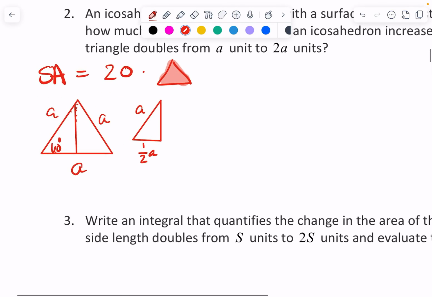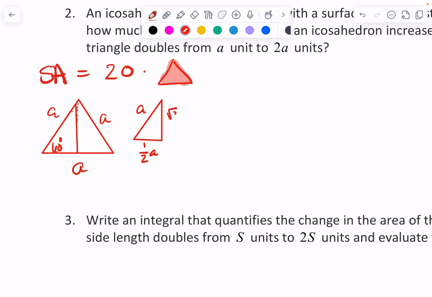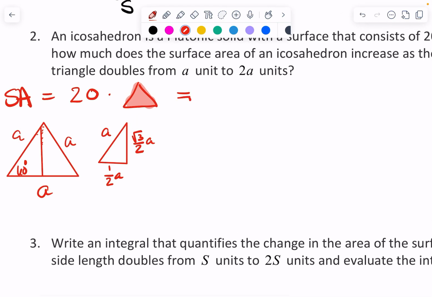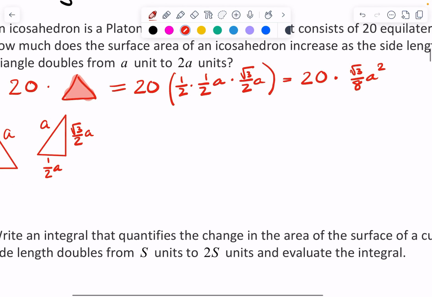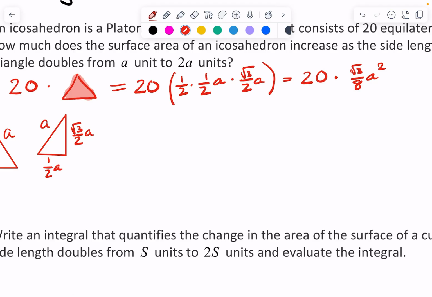I feel vaguely like I might know this triangle. And sure enough, if you use the Pythagorean theorem, this is the square root of 3/2 times A. So my surface area is essentially going to be equal to 20 times 1/2 times the base, which is 1/2 A, times the height, which is the square root of 3/2 A. So we get 20 times square root of 3/8 A squared.